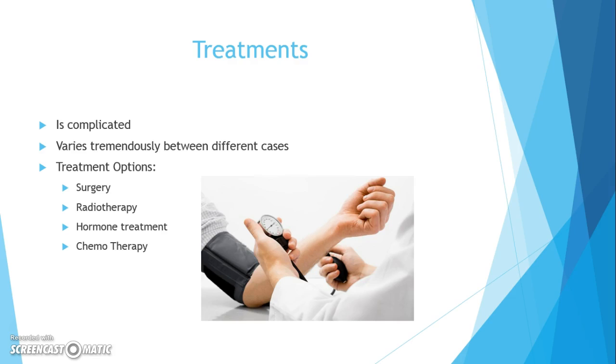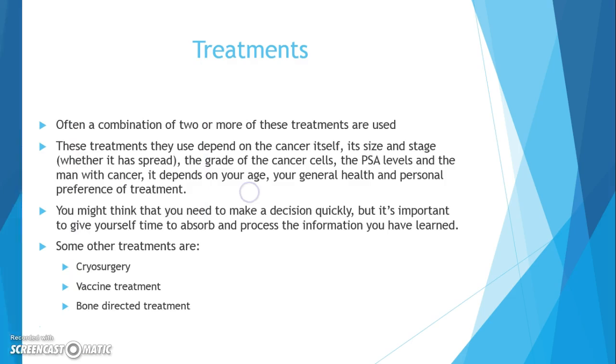Treatments can be complicated and vary tremendously between different cases. Treatment options are surgery, radiotherapy, hormone treatment, and chemotherapy. Often a combination of two or more of these treatments is used. These treatments depend on the cancer itself, its size and stage, whether it has spread, the grade of the cancer cells, the PSA levels, and the man with cancer. It depends on your age and general health, and personal preference of treatment.